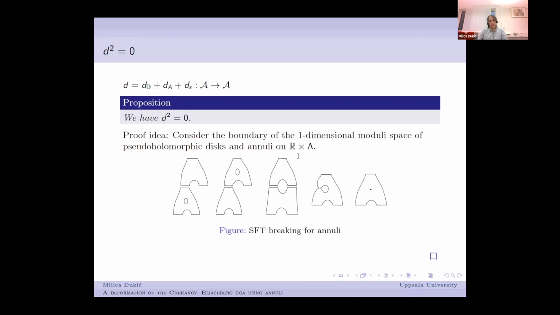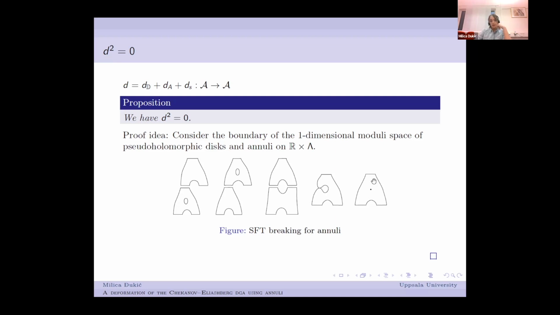And I have already shown you what can happen for disks. And for annuli, we have these standard SFT buildings. In addition to that, we have two types of nodal annuli. One type where some path between the two boundary components shrinks to a point and gives us a rigid disk with boundary self-intersection. That's in this dimension.